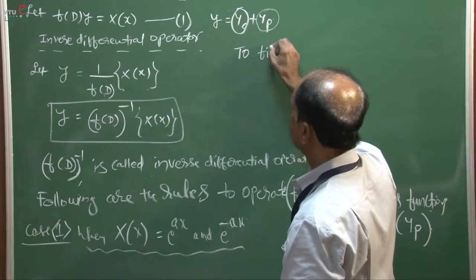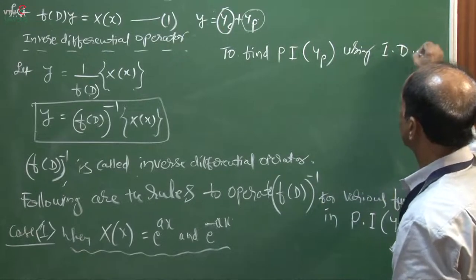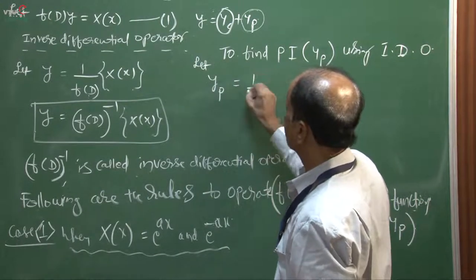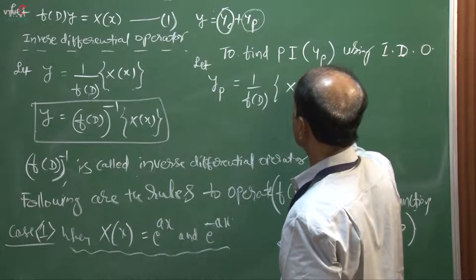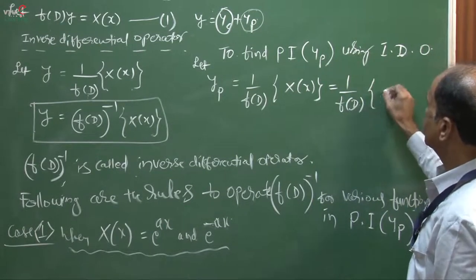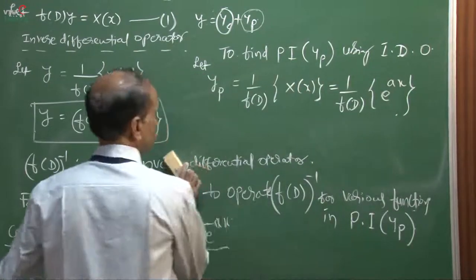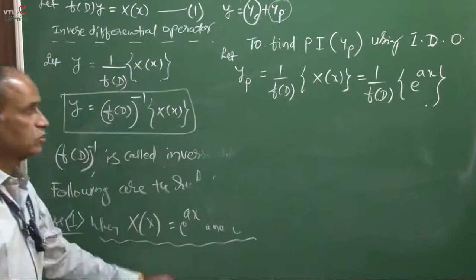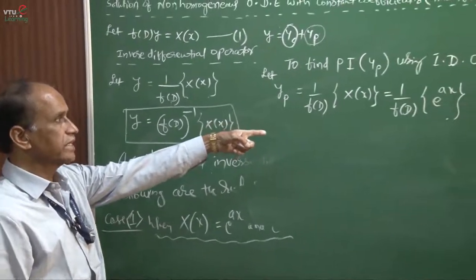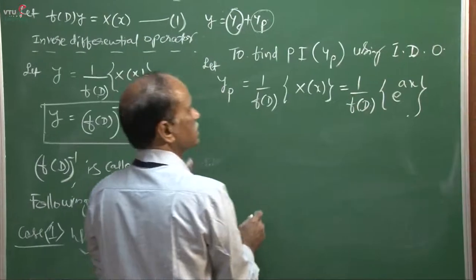So let me take like this, to find PI, otherwise yp, using the inverse differential operator. We take like this: let yp is equal to 1 by f of D operating on X of x, and this is equal to 1 by f of D operating on e to the power ax in the first case, because a will be replaced afterwards by minus a. Then what is the procedure? There are theoretical details, but those details are not required for your syllabus now. Only the step which we have to finally accept, how this is going to be useful in solving the special cases in the examples. Okay, so how to handle this e to the power ax?